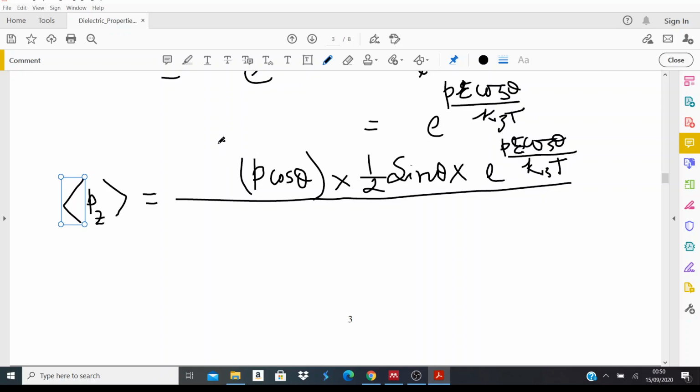And then you integrate over the range of theta. What is the range of theta? It starts from 0 to pi, right? That's the numerator of the average. And in the denominator, you have to average only the Boltzmann factor over the solid angle. So this term is absent in the numerator.